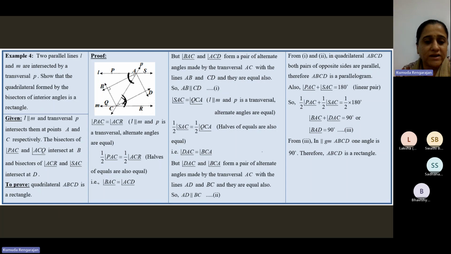This angle equal to this angle is what you see here. Half of this angle is equal to half of this angle. And half of this one is this one. That's what is here. BAC. BAC is equal to ACD.